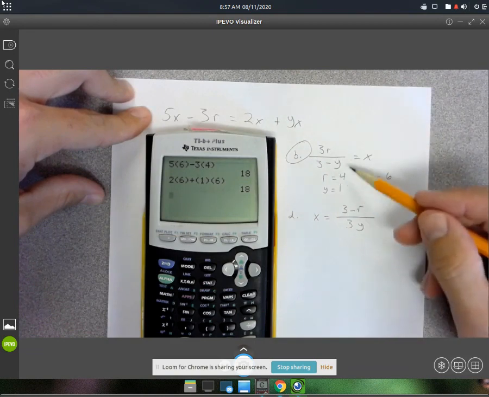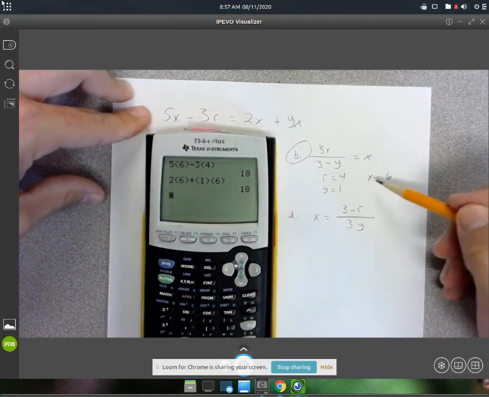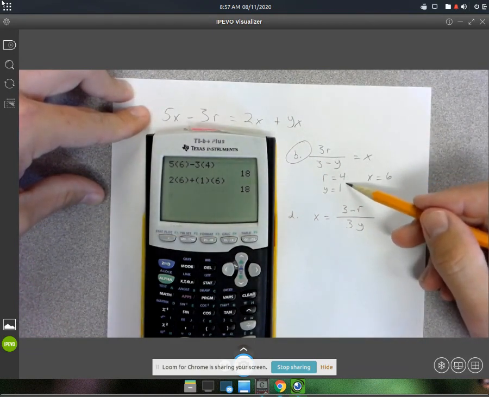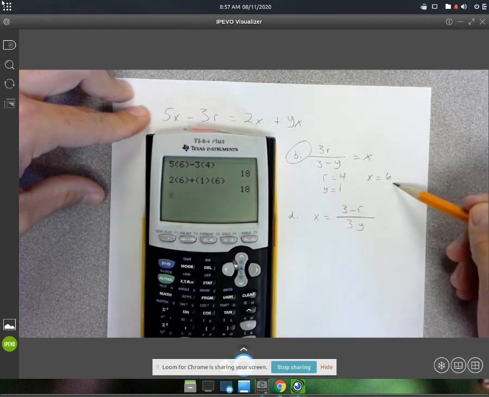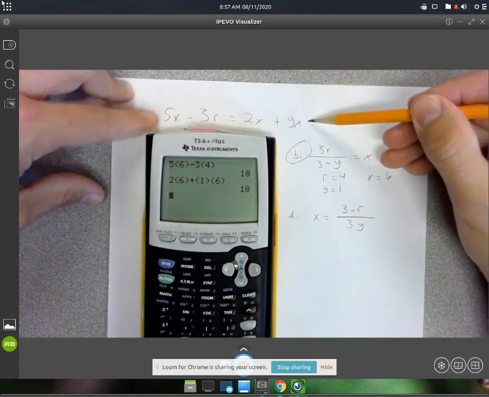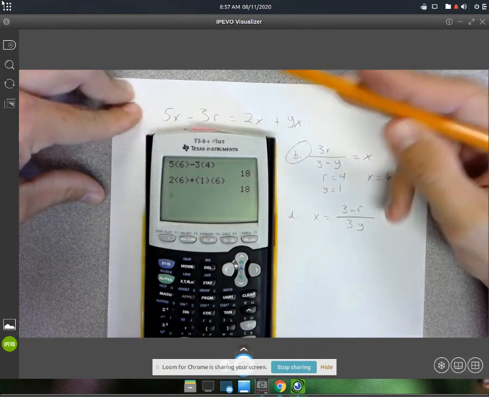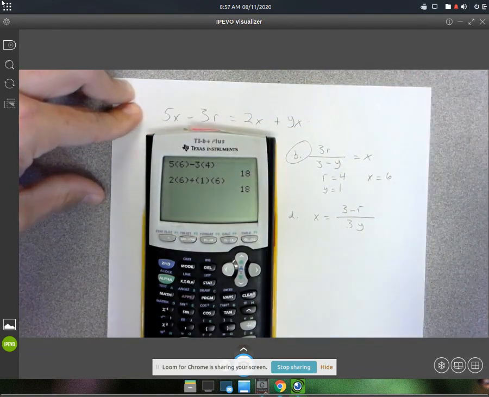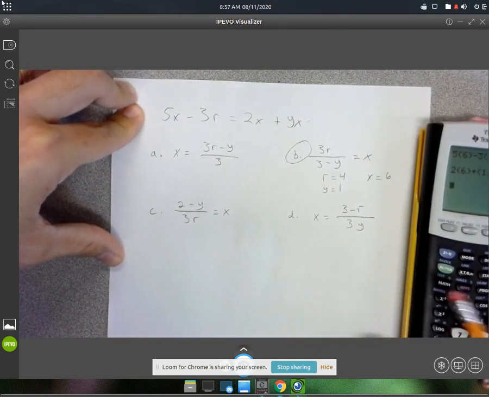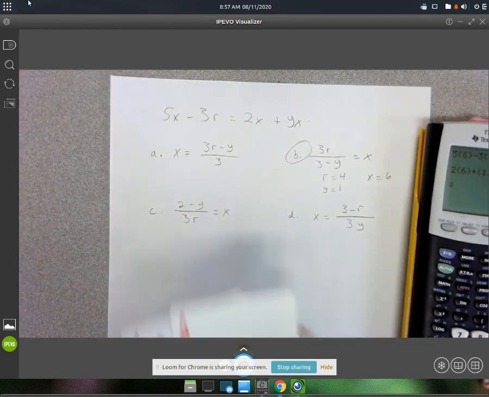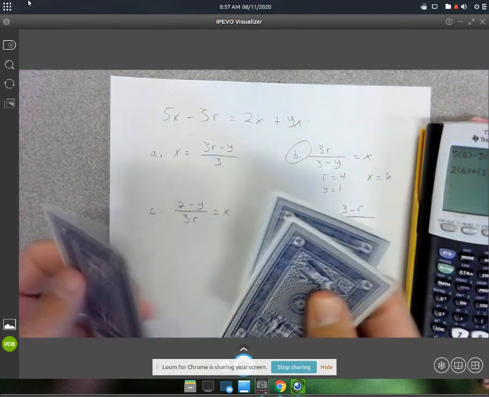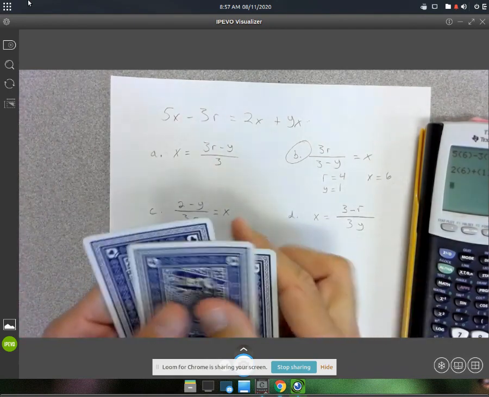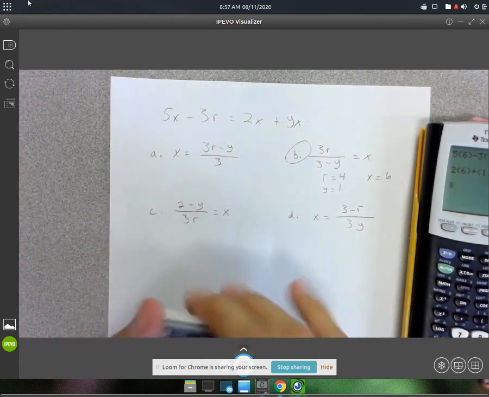Because I chose values for r and y over here, and that gave me x, and then I tested those values by plugging them all in up here, and the left side does equal the right side. I'll give you one example of a wrong answer. I chose the correct answer on the first try, which is pretty rare.